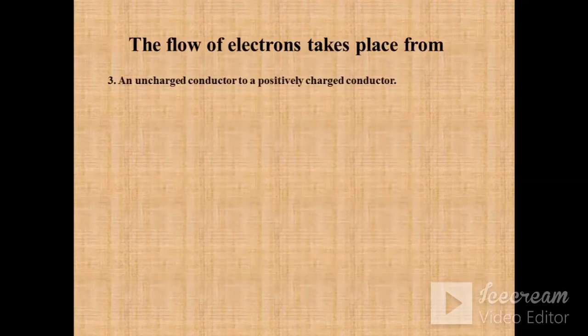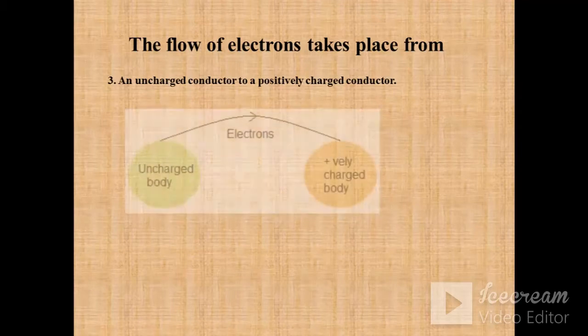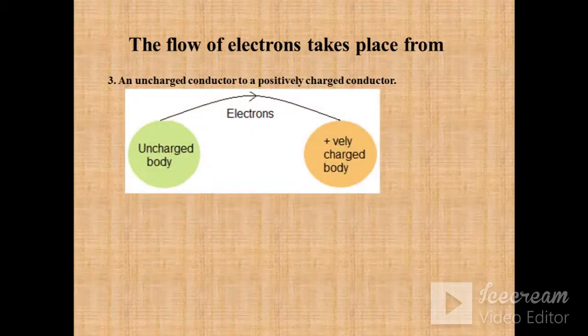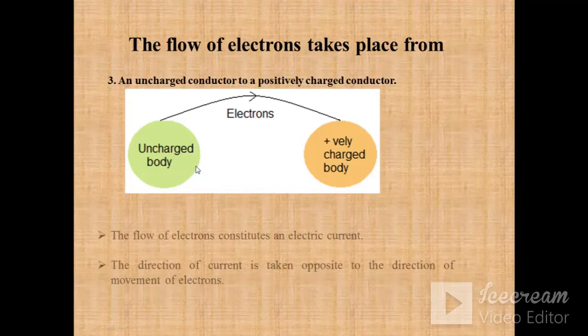Now if an uncharged conductor is connected to a positively charged conductor, then what happens? The electrons start moving from the uncharged conductor to the positively charged body, as there is an attraction of the electrons due to this positive charge, and this movement of electrons continues till the number of electrons on these two bodies becomes equal to each other.